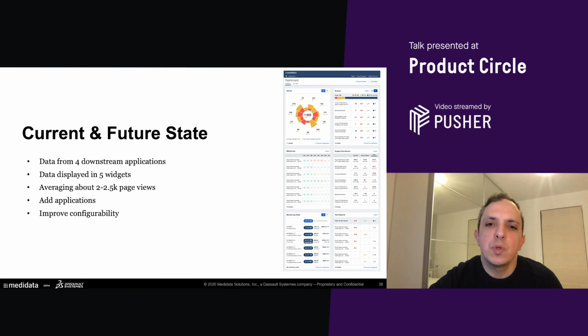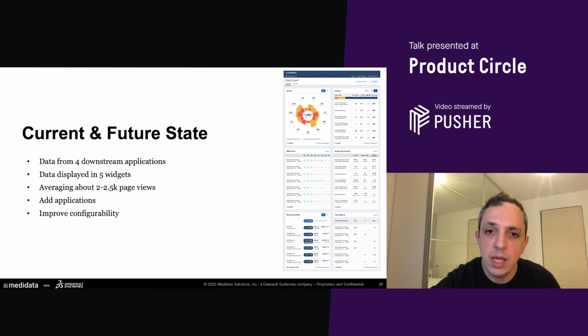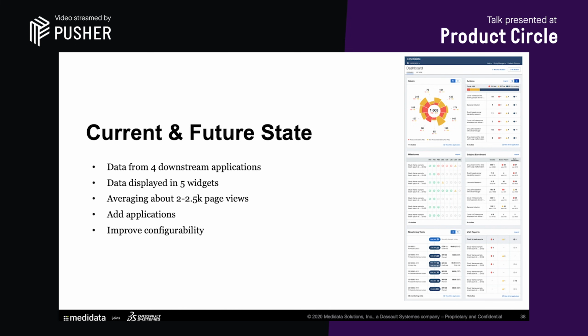Following that development process, this is what the end result looked like. Widgets from 4 downstream applications that are surfacing data on the dashboard. This is done via 5 independent widgets. We average about 2,000 to 2,500 page views a week, which is a good number given the age of the product and the fact that it's a business-to-business environment. And we are constantly adding applications and widgets, and we're also in the process of improving configurability so that users can have various different views.